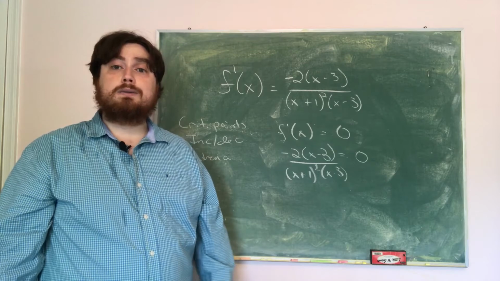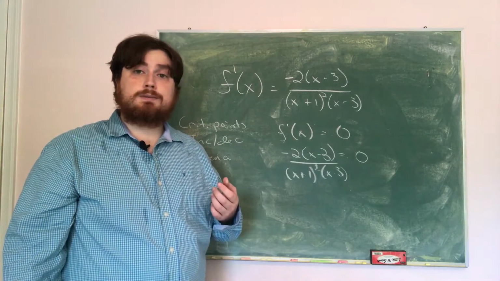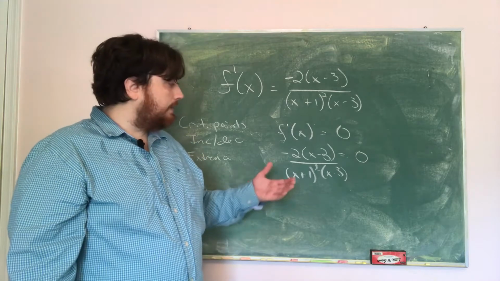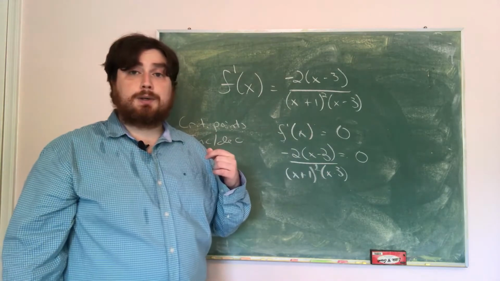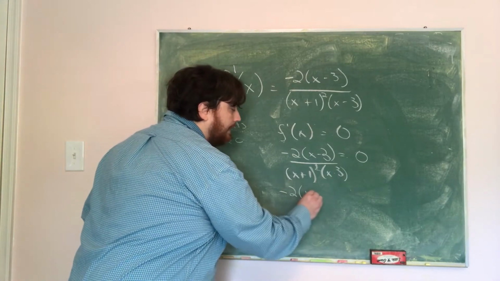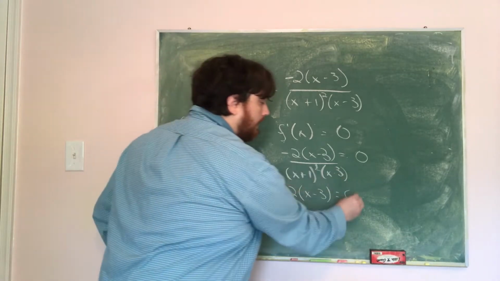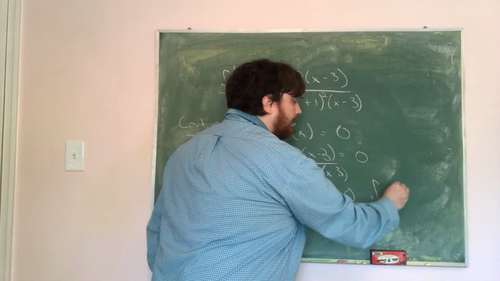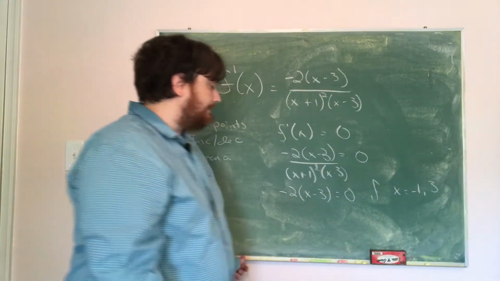All right, now we can also find where the derivative is 0, so we're going to set this function equal to 0. Now, remember the same thing we did last time is that as long as the bottom's not 0, we can multiply by the bottom, and so what we're going to get is negative 2 times x minus 3 is equal to 0 times this, which is just 0, as long as the bottom wasn't 0. So that is if x is not negative 1 or 3.